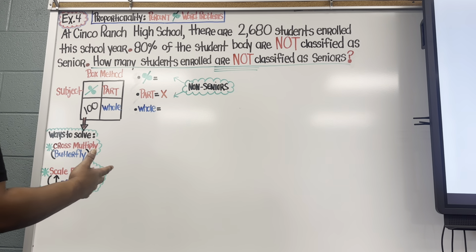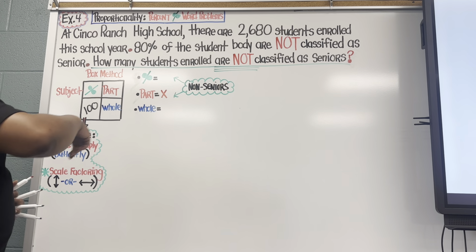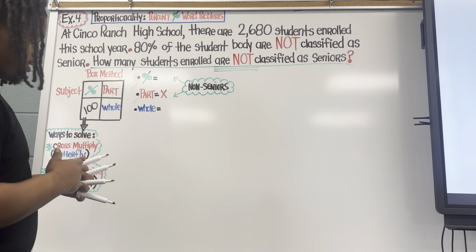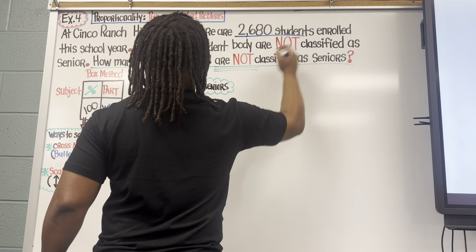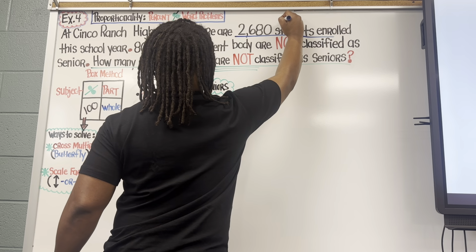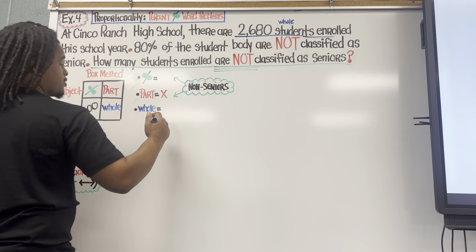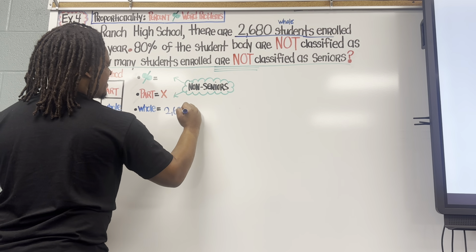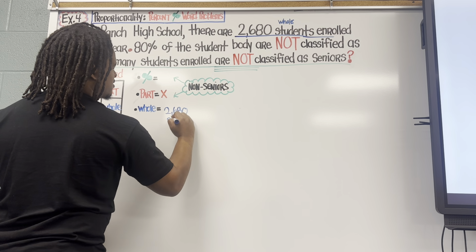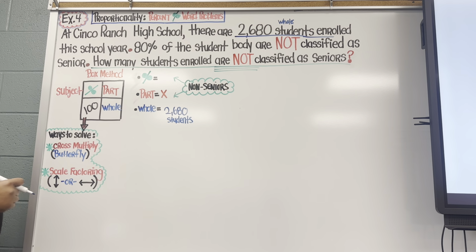Now, other information that was given in the problem was the whole. They said at Seco Ranch, there are a total of 2,680 students enrolled, okay? So this right here, guys, is the whole. So I know that the whole or the total is 2,680 students, right? That is the total enrollment at Seco Ranch, right?